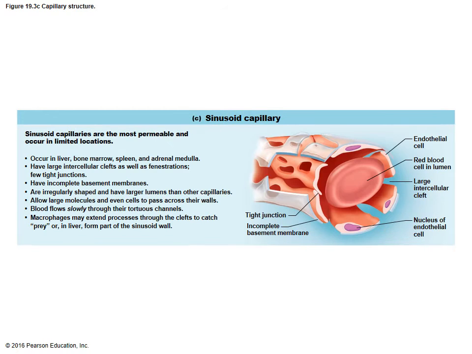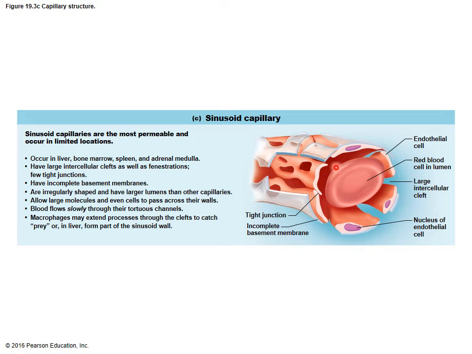The next type of capillary, the third type of the three, are the sinusoidal capillaries. And these are capillaries that are very, very permeable. They have a lot of spaces in them. They have a lot of holes, similar to the way that you have sinuses in your skull. There are big spaces. And the sinusoidal capillaries occur in the liver and the bone marrow and the spleen. And these are important for allowing cells to get in and out.